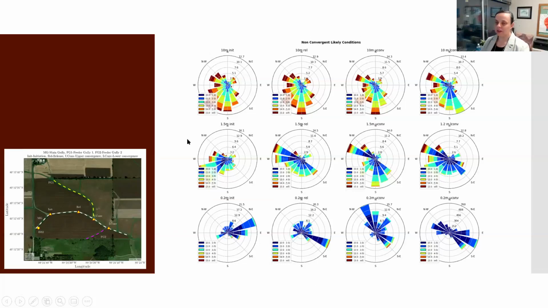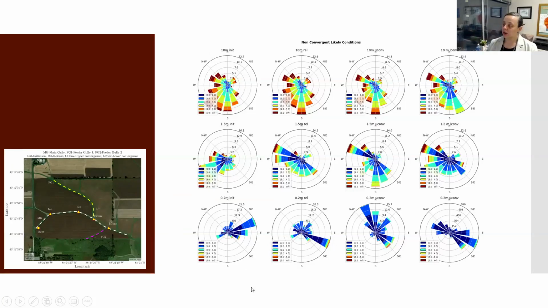and let me explain what you're looking at here, because when you have so many instruments, it's really hard to put them in graphs. So each column here is a tower. The initiation tower on the left, the release tower, the upper convergence, and then the lower convergence tower on the right. And we are looking bottom up. This is wind direction at 0.2 meters, so 20 centimeters above the surface, to 1.5 meters above the surface, to 10 meters above the surface. So moving up in height as you move up this graph.